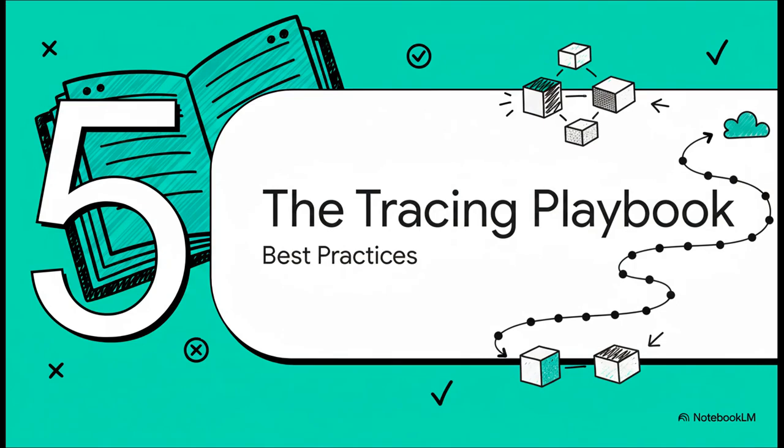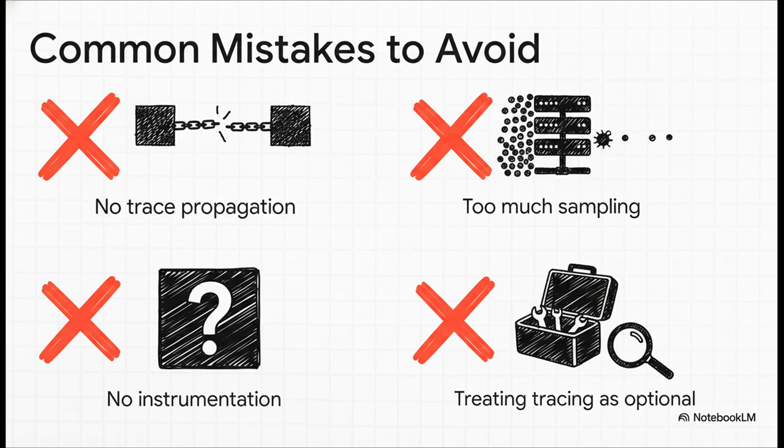So you've got your tools, you're ready to get started. But to really master this, you need a playbook. So let's run through some key mistakes you've got to avoid and the best practices you should definitely adopt. Okay, first, what not to do. The number 1 mistake is breaking something called context propagation. That's the magic that passes the trace ID from one service to the next, tying all your spans together. If you break that, you just end up with a bunch of disconnected operations.